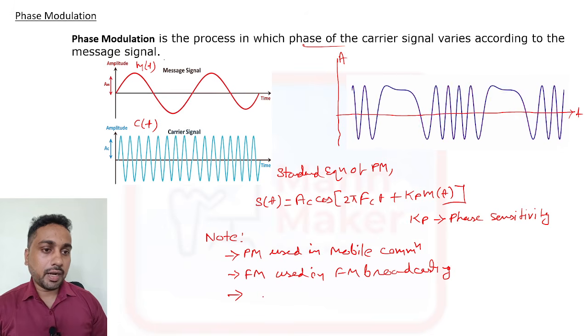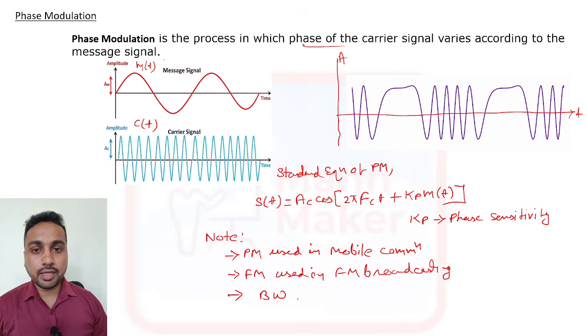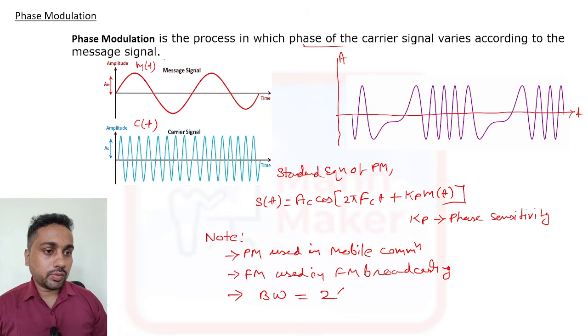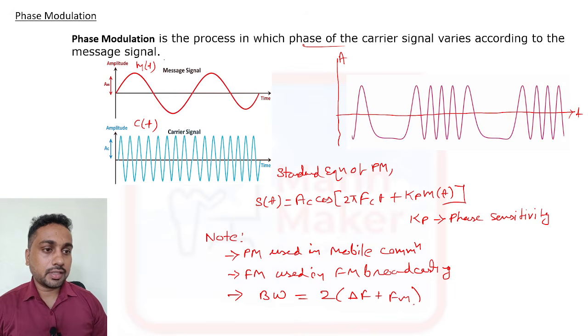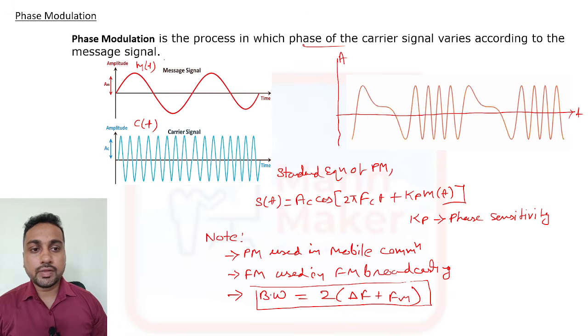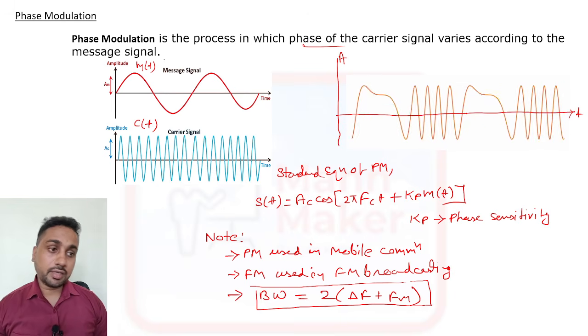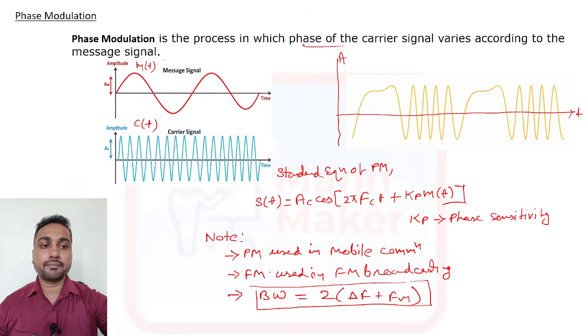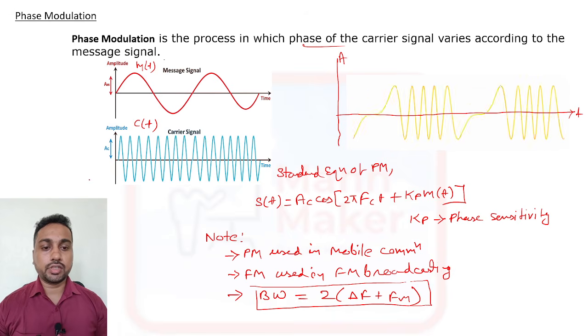Now if we see the bandwidth of angle modulation, the bandwidth is equal to twice of (del f plus fm). This is the bandwidth calculation for angle modulation. This is the same for both phase modulation and frequency modulation.